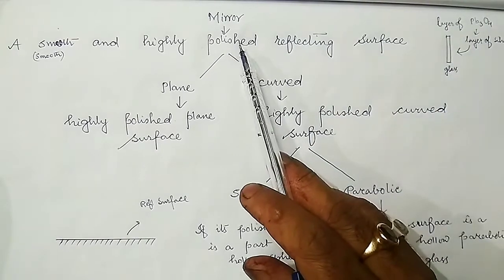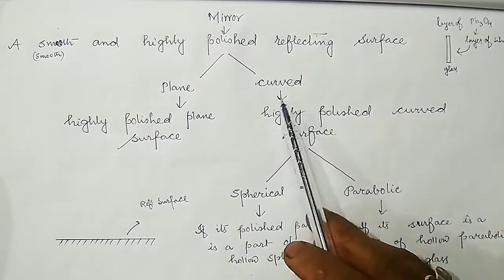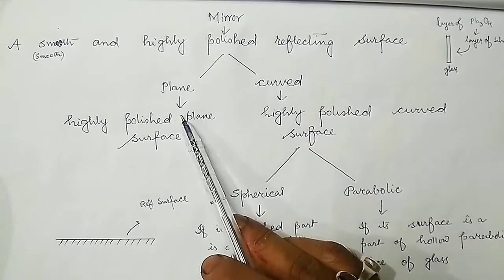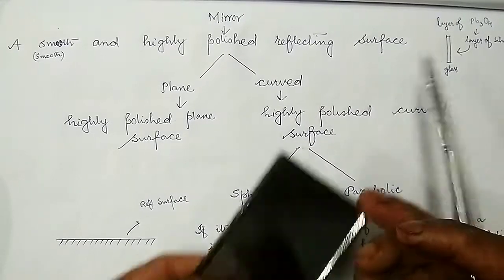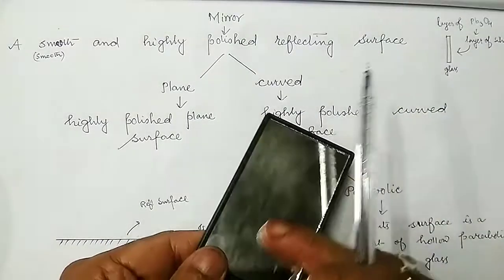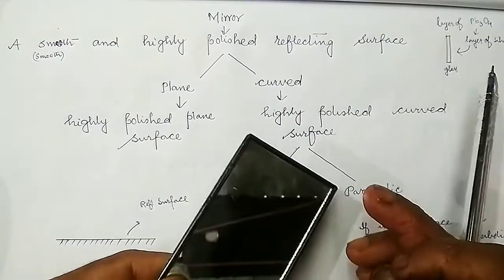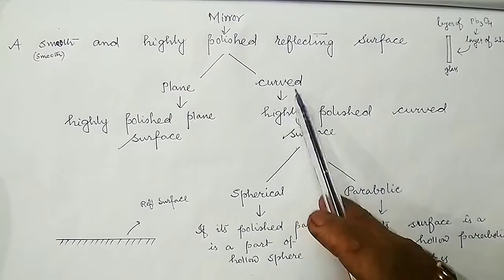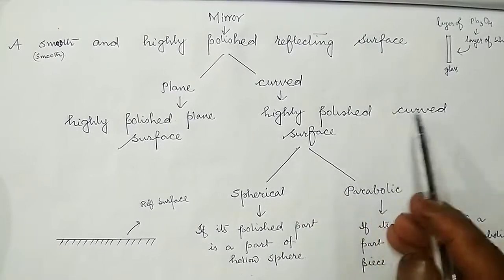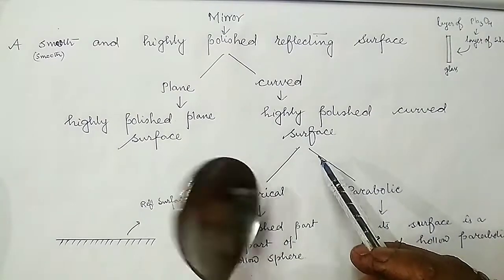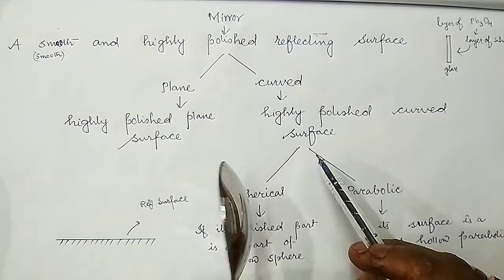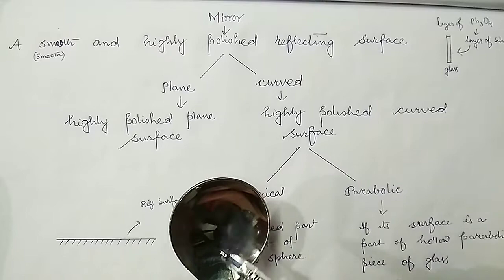There are two kinds of mirror. One is called plane mirror, another is called curved mirror. In case of plane mirror, a highly polished plane surface is considered. So you can see here, this type of mirrors are called plane mirrors because a highly polished plane surface we have considered. And whenever mirrors are prepared from a highly polished curved surface, then they are called curved mirrors. You can see here, this type of mirrors are called curved mirrors. Clear? Because these surfaces are not plane.